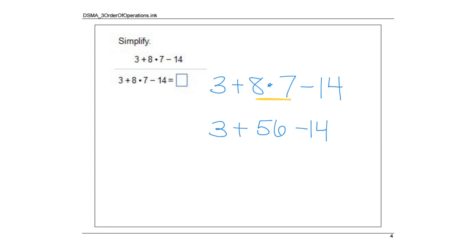Now at this point, we could just do addition and subtraction from left to right. I like to group my numbers. I put my positive numbers together and my negative numbers together. Just avoids errors, but it's up to you. So this would give me 59 minus 14, and that would leave me with 45.